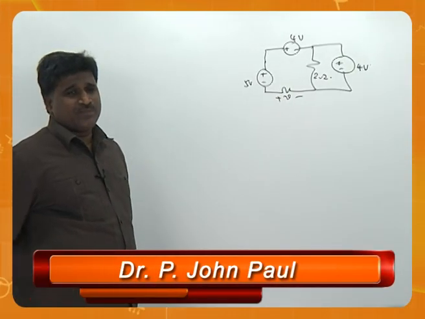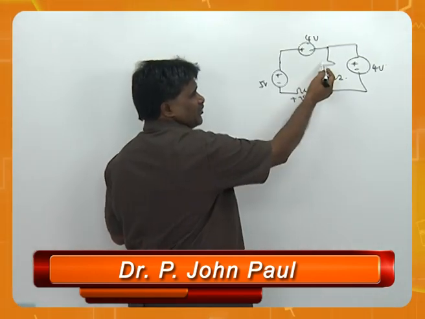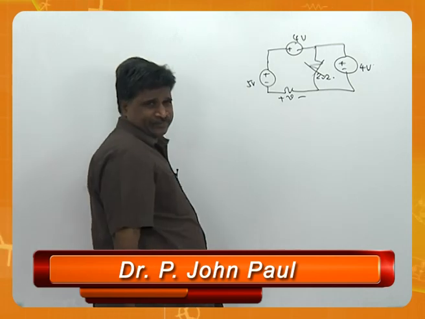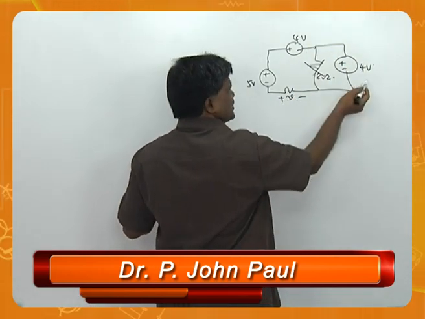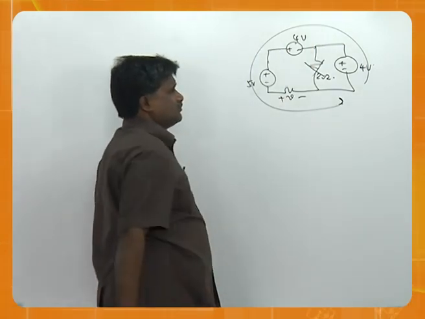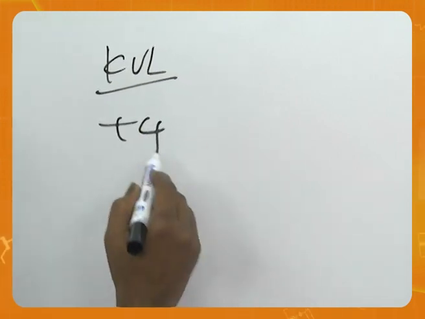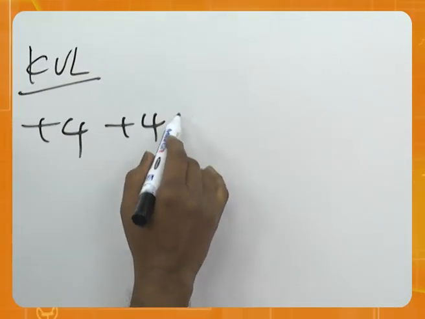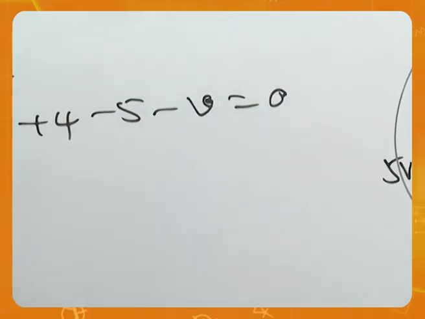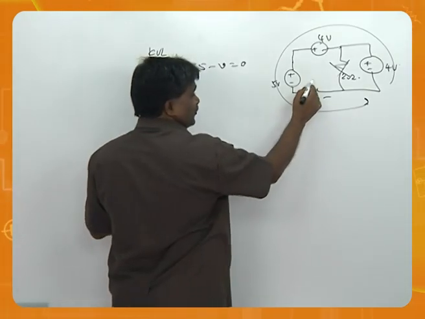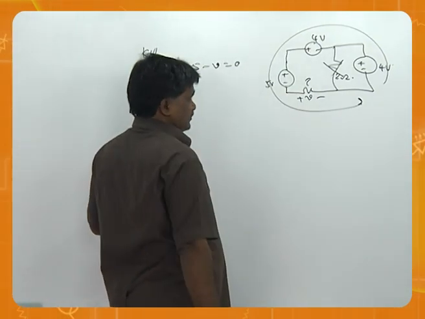Actually, this problem is very simple. It's unnecessarily creating a problem for this resistor. Just ignore this. Why? Because this voltage is same. You can just apply KVL. I am going to apply KVL, you see there? KVL is plus 4 minus 5 minus V is equal to 0. In fact, the value of resistor also doesn't matter. Let that be any value, it doesn't matter.